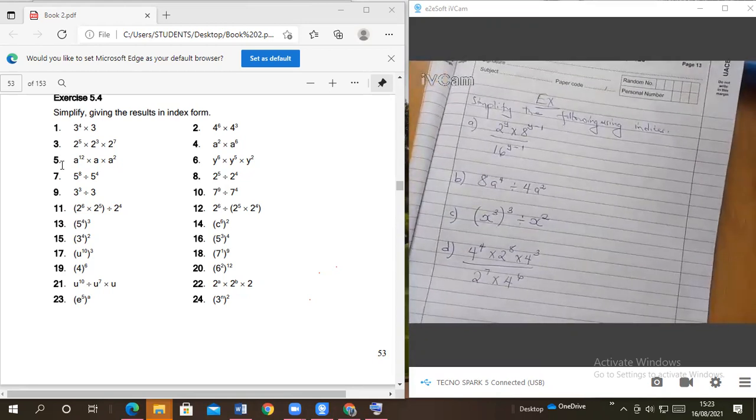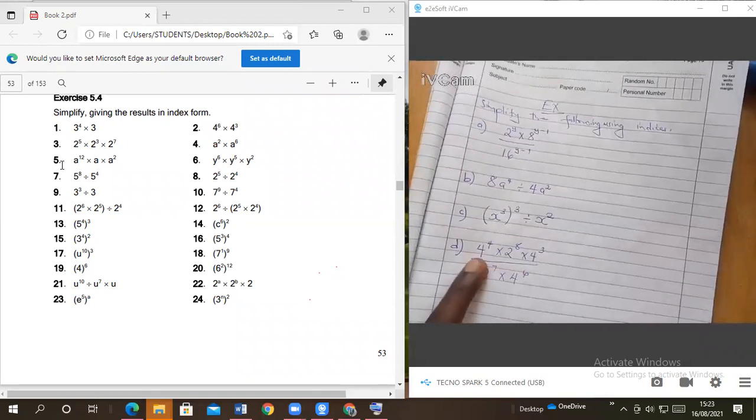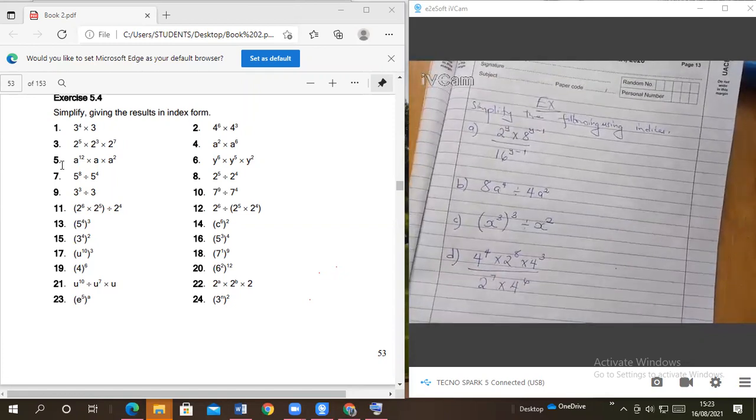Have you seen that? Yes. That's your exercise. In D, the lowest base is 2. So can you simplify 4 to have also a base of 2? So the rest are simple.